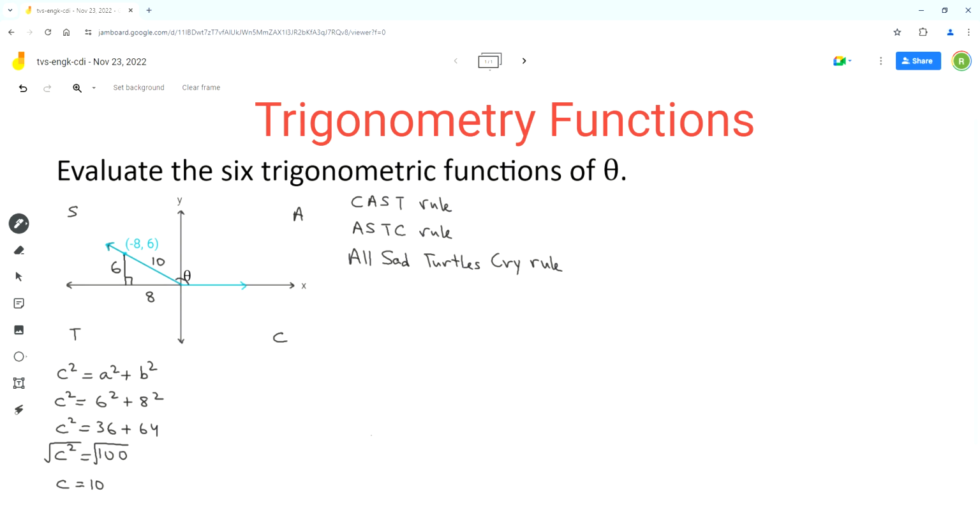Now we can calculate the values of the 6 trigonometric functions. We will use this corner angle here. I'll show it in a different color. We will use this red angle here to evaluate the trigonometric functions. Let's start with sine function. As per SOHCAHTOA, the formula for sine function is opposite over hypotenuse.